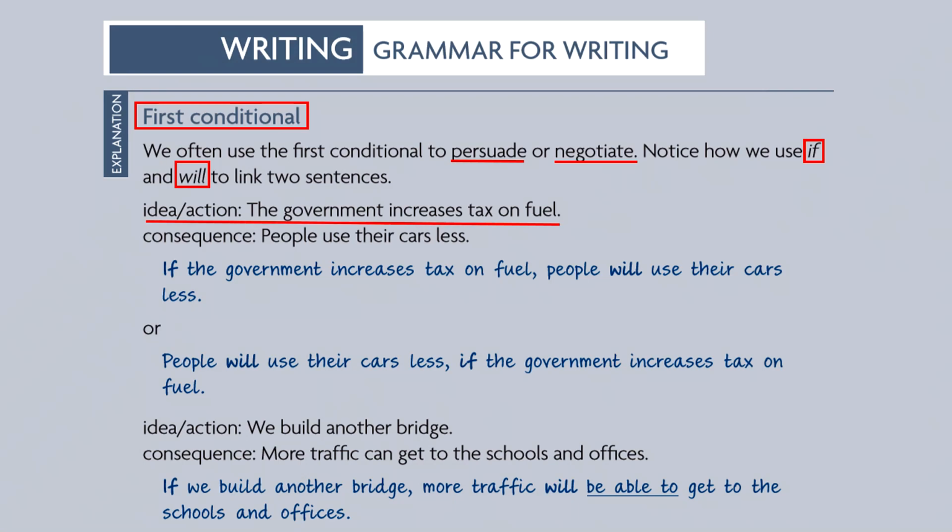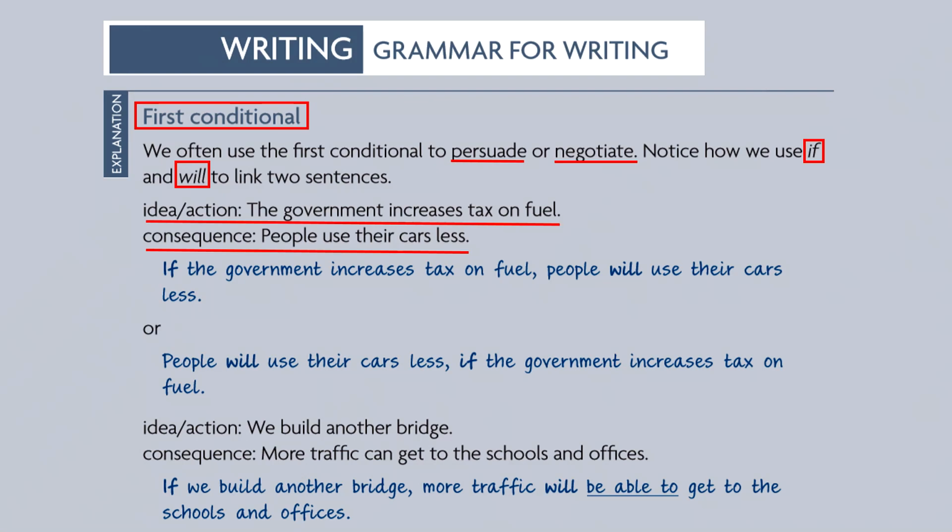The government increases tax on fuel. Consequence: people use their cars. Now these two sentences are actually two clauses. The action clause or the idea clause is the government increases tax on fuel, and the consequence clause is people use their cars less.